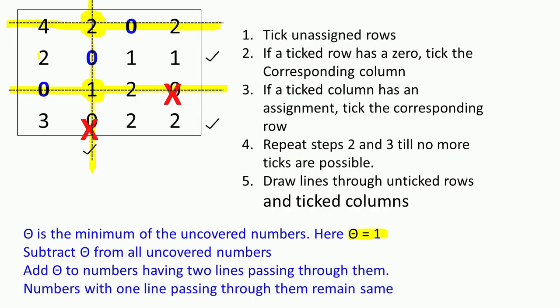Wherever no line is passing, subtract the theta. So this 2 will become 1, this 1 will become 0, this 1 will become 0, this 3 will become 2, this 2 will become 1, and this 2 will become 1. So make this modification and create a new matrix.